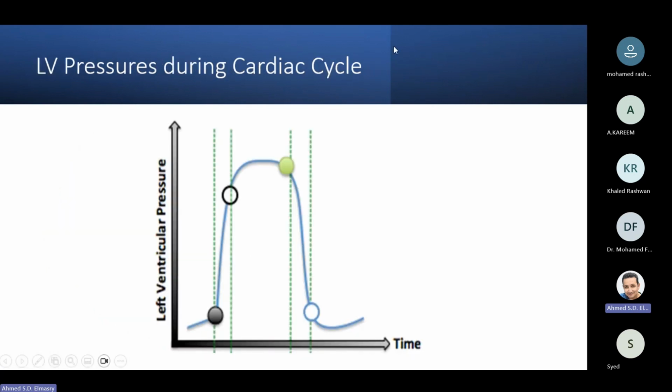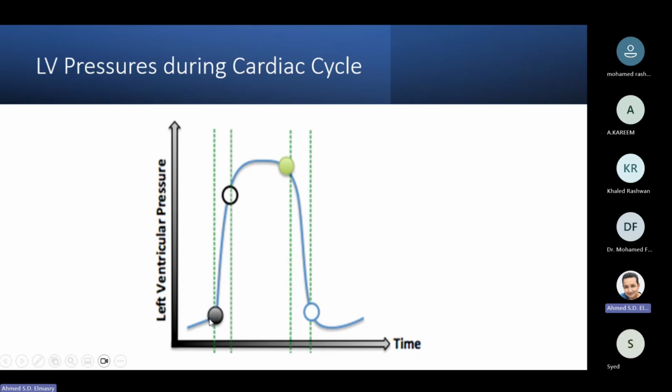And throughout the mechanical cardiac cycle, we can plot the changes of the left ventricle pressure against the time. So you will get the left ventricle pressure time curve. And here, as we see, this phase is the isovolumetric contraction phase, and this phase is the systolic ejection phase, and this phase is the isovolumetric relaxation phase, and after that, the ventricular filling phase during the diastole.